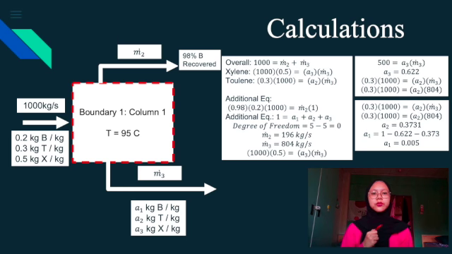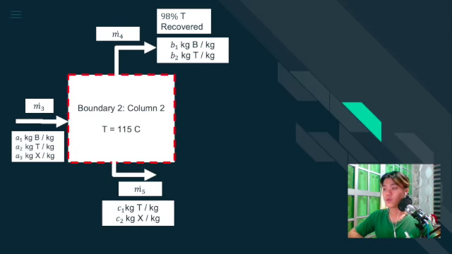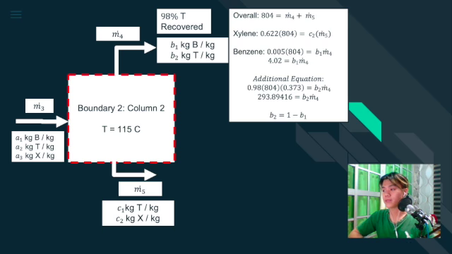Finally, we can solve for A1, where we can use equation 5, and the value for A1 is equal to 5 multiplied by 10 to the power of -3 kg benzene per kilogram. So, from boundary 1, the value of m.3 has been calculated, which allows us to continue to the second boundary with m.3 at 804 kg per second, and the benzene, toluene, and xylene components with their respective values.